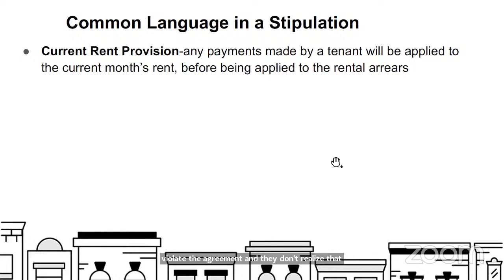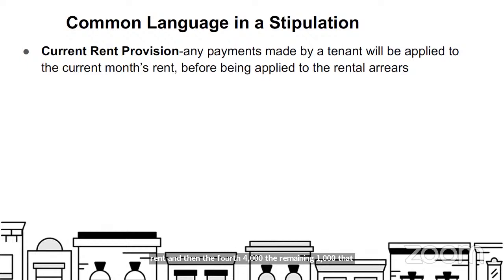The current rent provision means that any payments made by a tenant will be applied to the current month's rent before being applied to rental arrears. So if you make a payment of $2,000, and you owe $5,000 and your rent is $1,000 a month, and we're in March right now, first they're going to take out the $1,000 for March's rent, and the remaining $1,000 that you paid is going to be applied to the back rent.